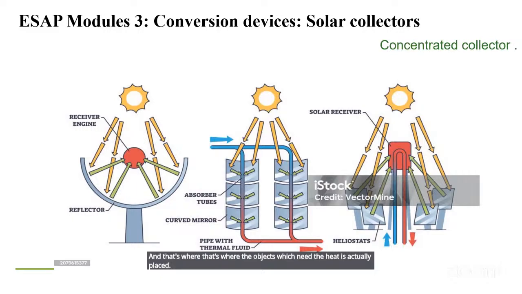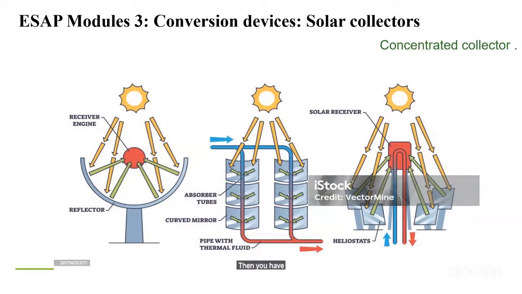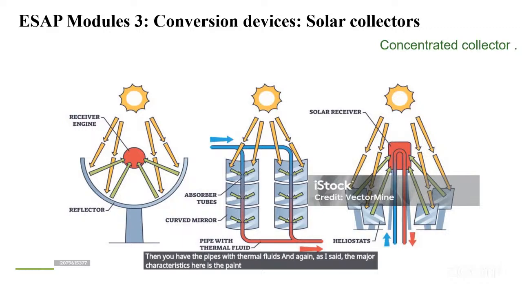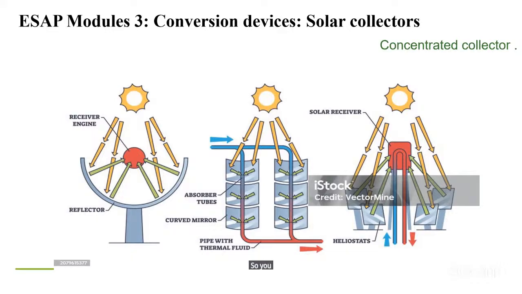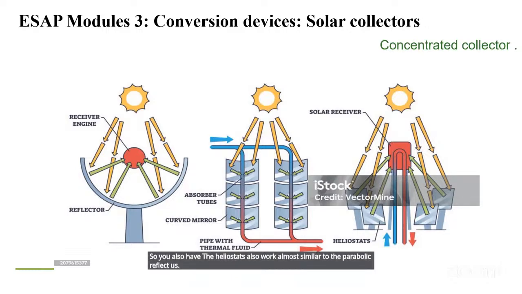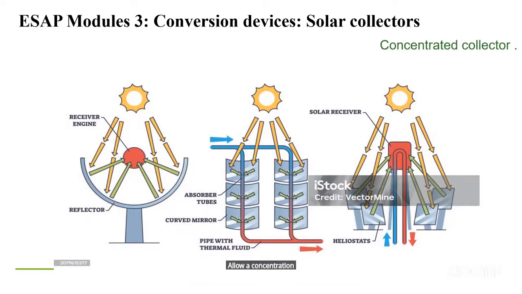Then you have the pipes with thermal fluids. Again, as I said, the major characteristic here is the paint, and a number of tubes go through the system, and because of the paint, they absorb most of the heat. So you also have these heliostats. The heliostats work almost similarly to the parabolic reflectors, allowing a concentration of heat at a particular spot.